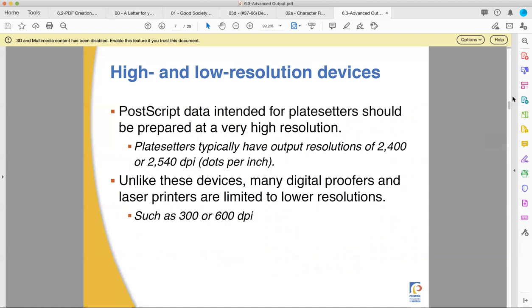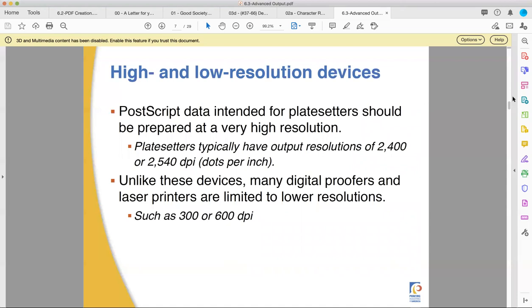300 dots per inch is great for a computer raster image. However, 300 dots per inch is insufficient for an output device. Output devices have many more dots. A typical, normal, average, run-of-the-mill, mundane plate setter is looking at around 2,540 dots per inch linear. That's a bit more than 300 or maybe even 600.